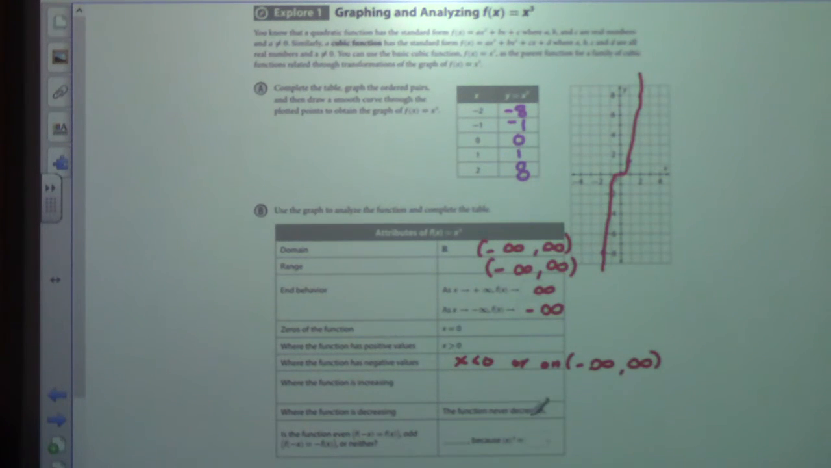If the function never decreases, where's the function increasing? Okay, function is increasing everywhere. Sometimes you'll see it written as for all x. That's another way you'll see it written sometimes. Everywhere. Or sometimes you'll see it on the interval of greater than negative infinity to less than infinity. And so finally it says, is the function even?